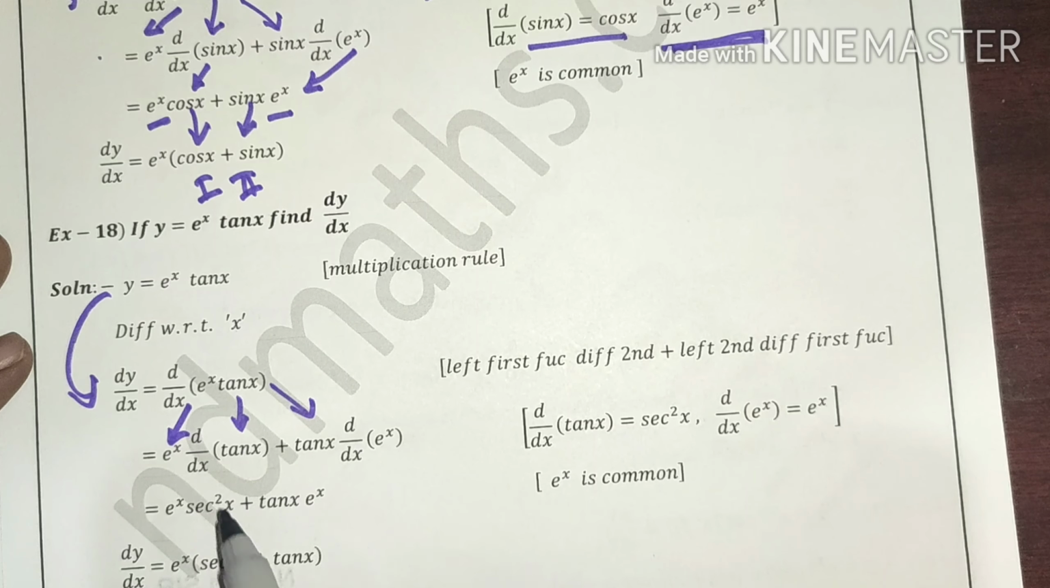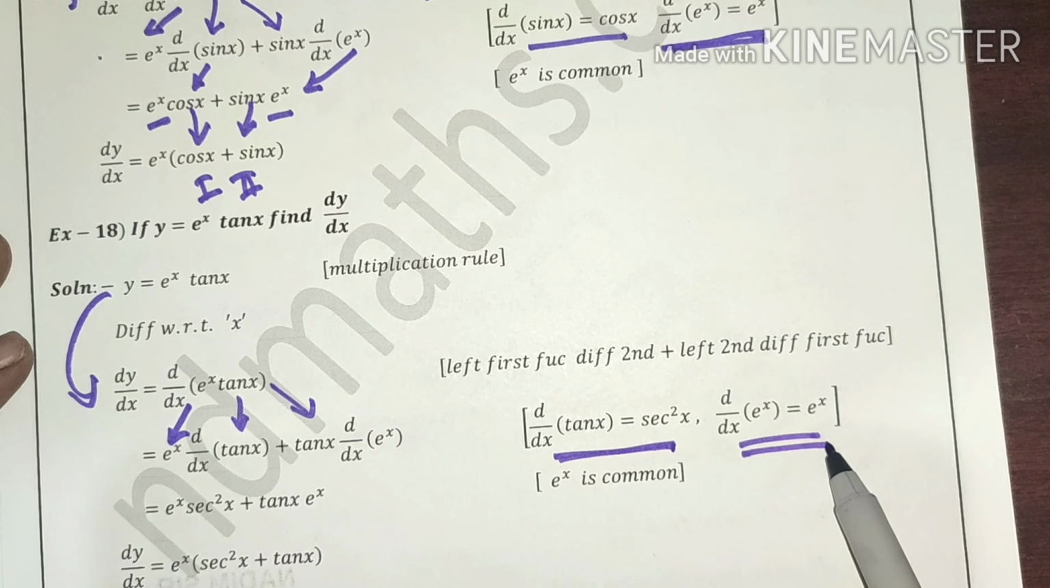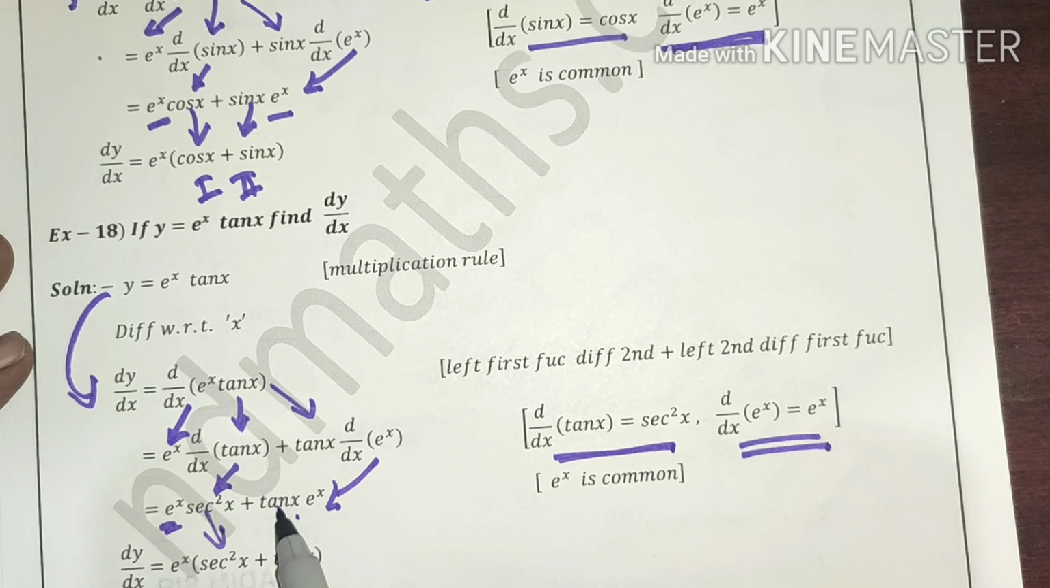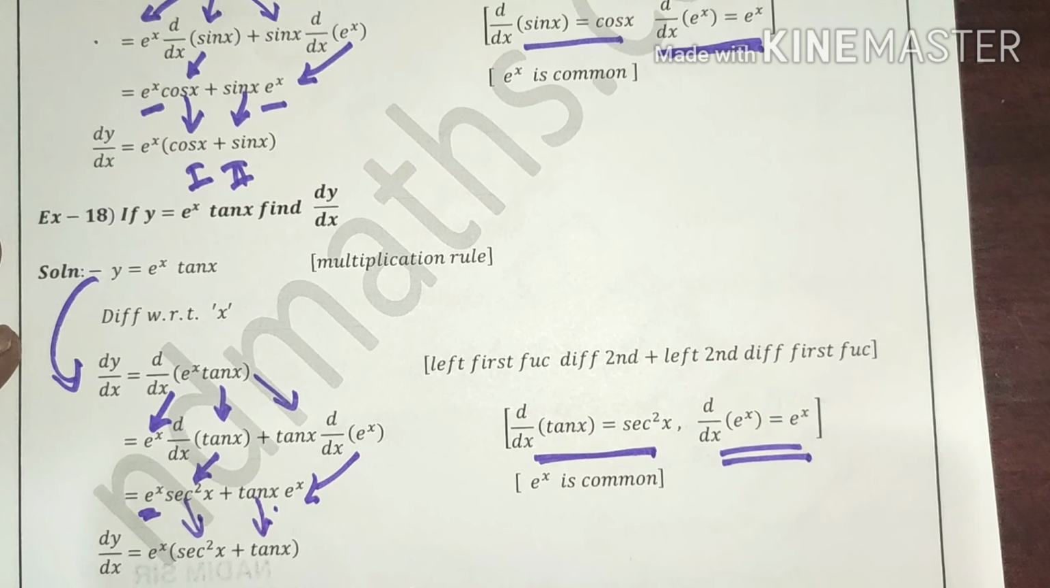Derivative, we know that the derivative of tan x is sec square x. See here, the derivative of tan x is sec square x, and again the derivative of e raised to x is e raised to x. Take e raised to x common from both terms. Sec square x is remaining from the first term, and tan x is remaining from the second term.